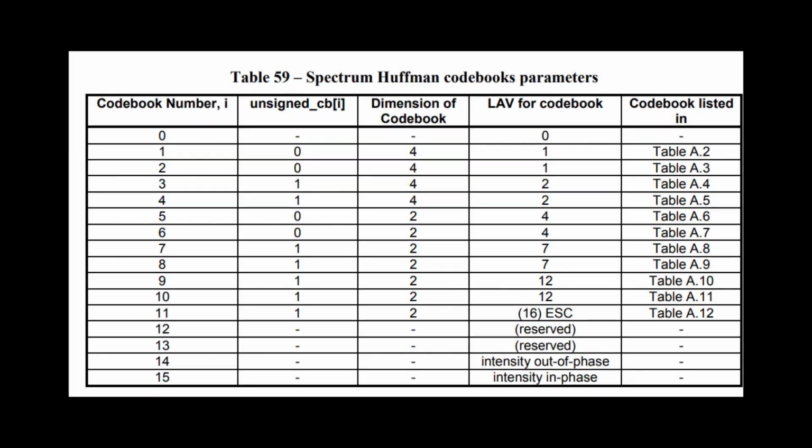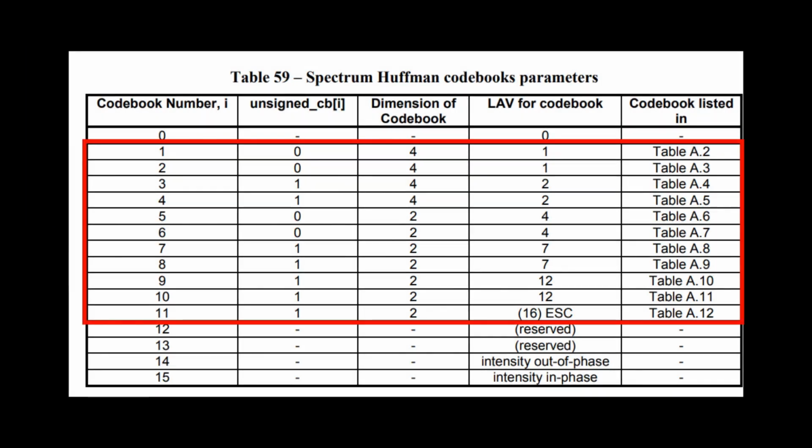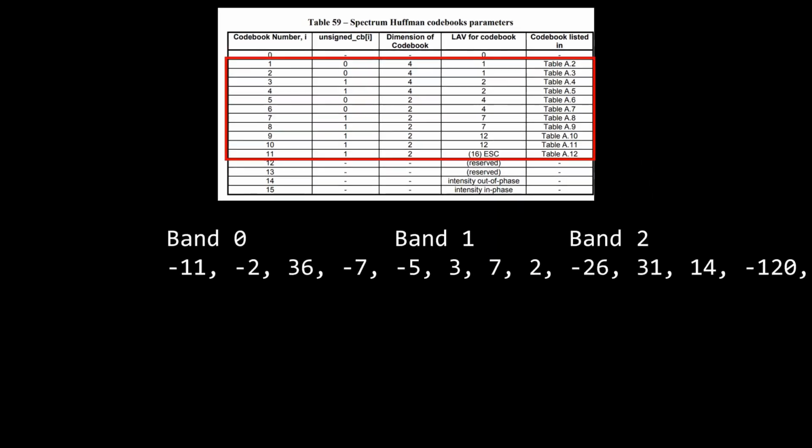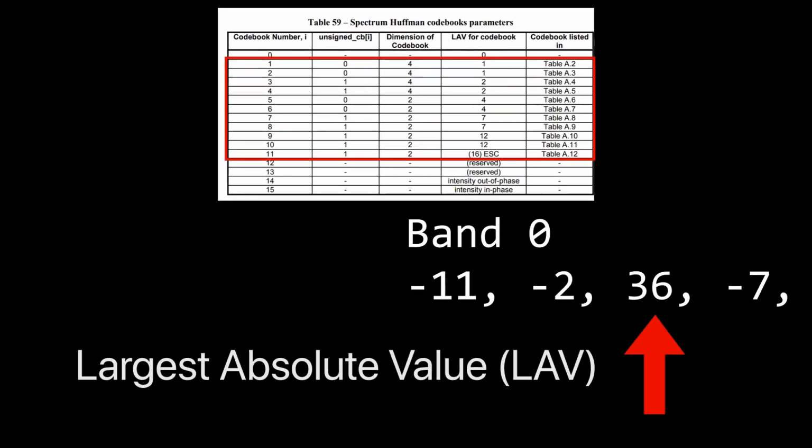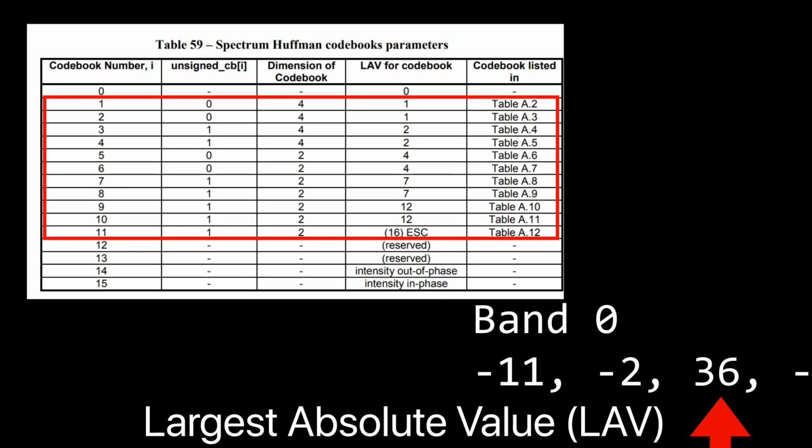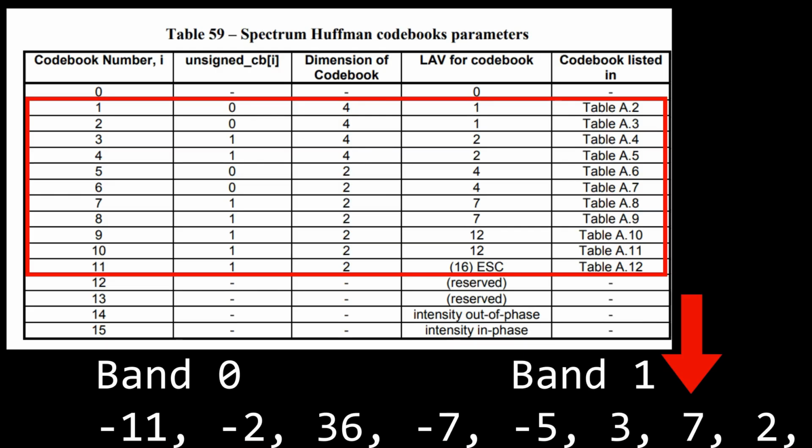In the AAC specs, there are 11 different codebooks we can choose from. To find the best one, let's first find the largest coefficient and set this to the largest absolute value, or LAV. Then, refer to table 59 in the AAC specs. If your LAV is greater than 16, we will use codebook 11. Otherwise, find the 2 codebooks with the smallest possible LAV to cover all of your coefficients.